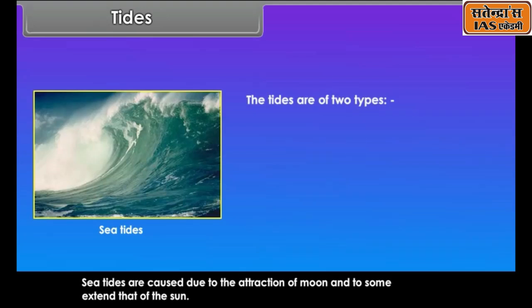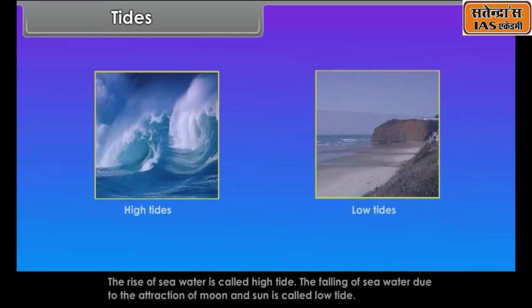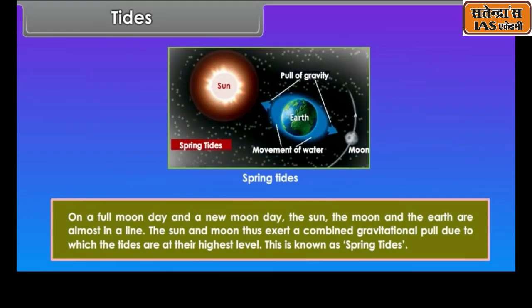The tides are of two types: high tides and low tides. The rise of the sea water is called high tide. The falling of sea water due to the attraction of moon and sun is called low tide. On a full moon day and a new moon day, the sun, the moon and the earth are almost in a line. The sun and moon thus exert a combined gravitational pull, due to which the tides are at their highest level. This is known as spring tides.